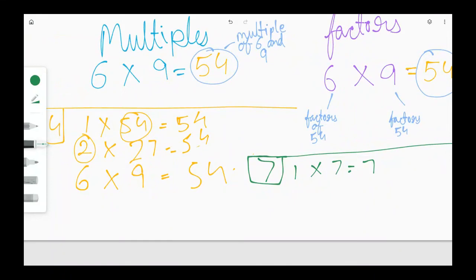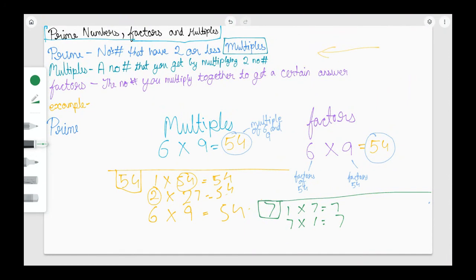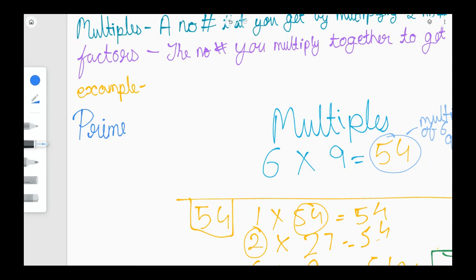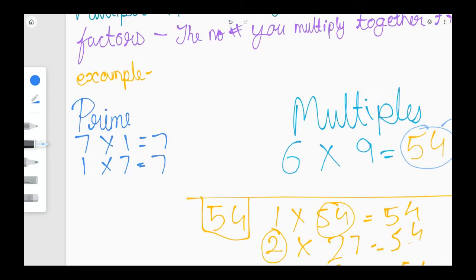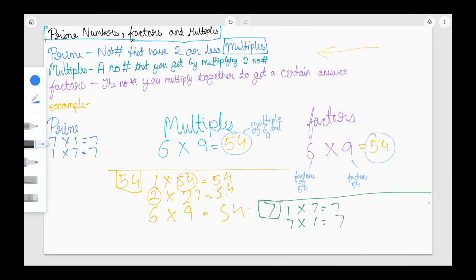3, 6, 9. Nope. 4, 8, 12. Now it's going higher than 7 already. So it's no. The only other factor pair is 7 times 1. So those are the only 2 factors, so this is a prime number. I'll write it down here: 7 times 1 equals 7 and 1 times 7 equals 7. Those are the only 2 factors of this number.